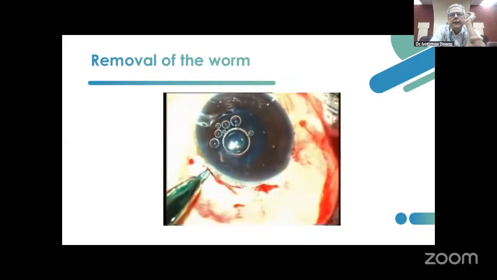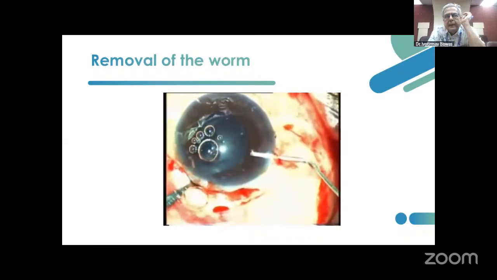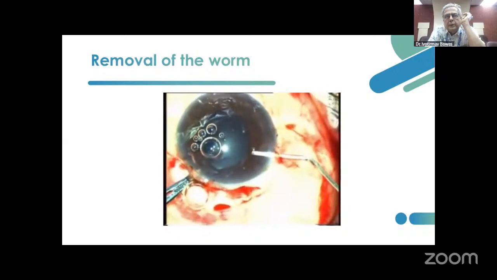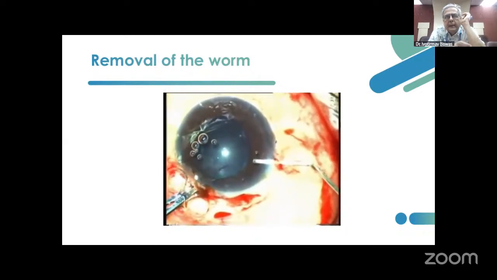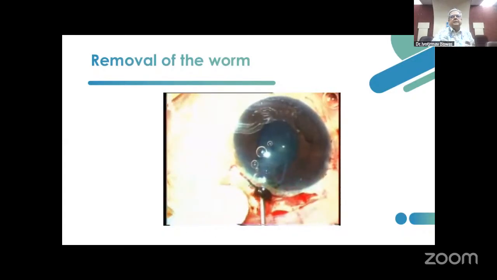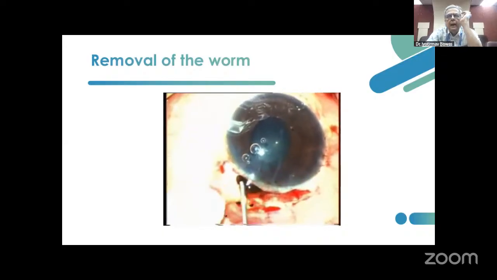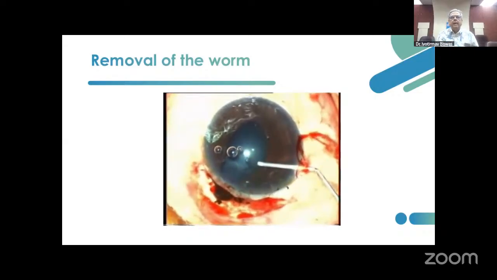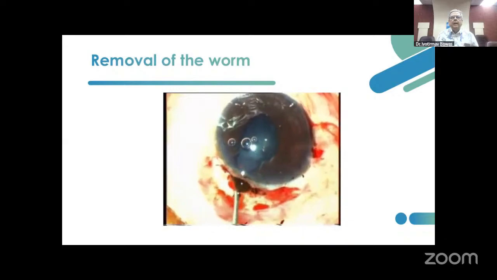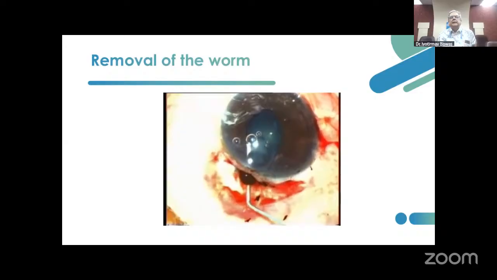Then we made a nick over there and we cut the iris. We pulled the iris. We tried to pull the parasite, but couldn't get it. The parasite did not come, the iris came. And this is the iris tissue. We tried to cajole the parasite and take it out. It took half an hour to get rid of that parasite. But the best thing is to remove it.